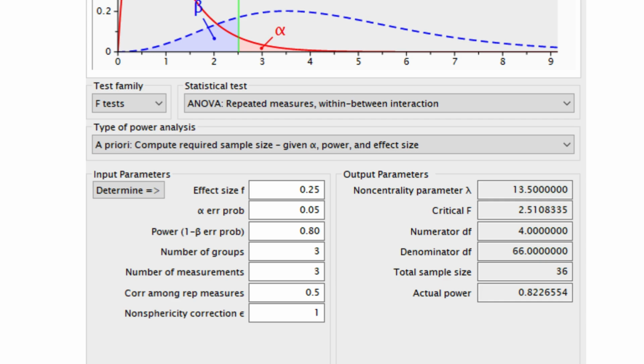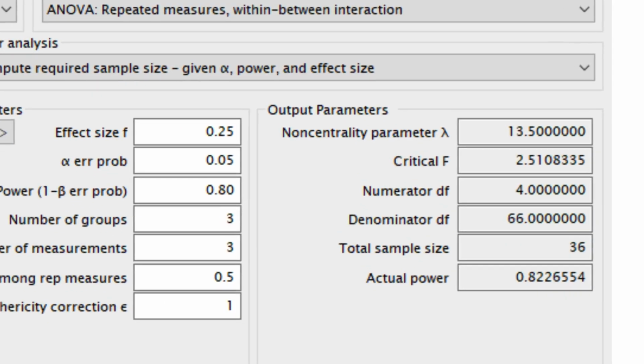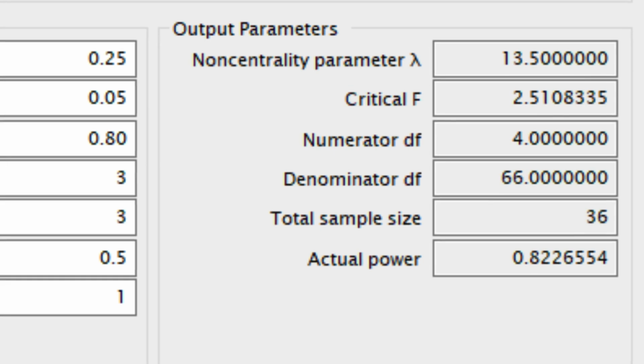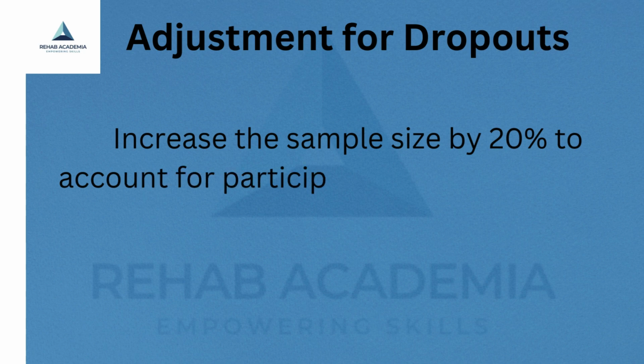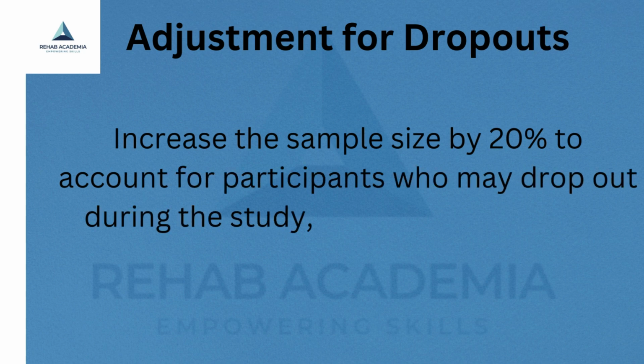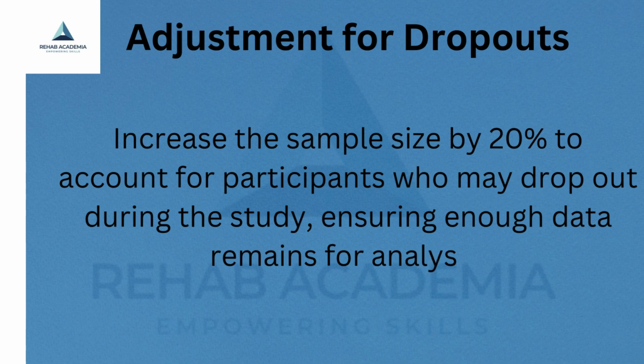Finally, you will get a total sample of 36. Now divide this sample into 3 groups, and you will have 12 participants in each group. Increase the sample size by 20% to account for participants who may drop out during the study, ensuring enough data remains for analysis.